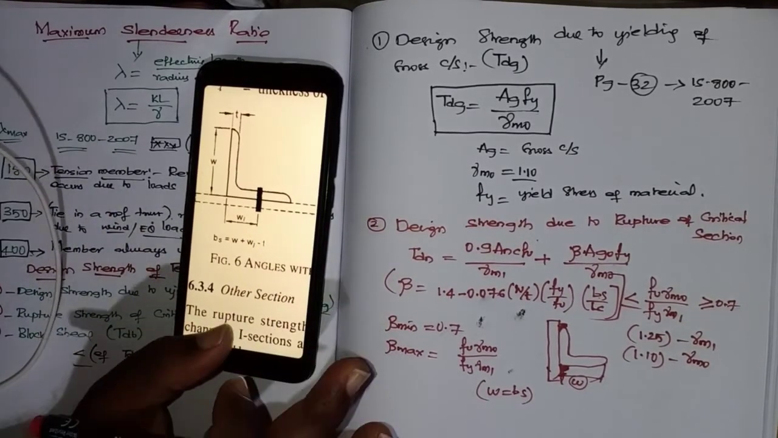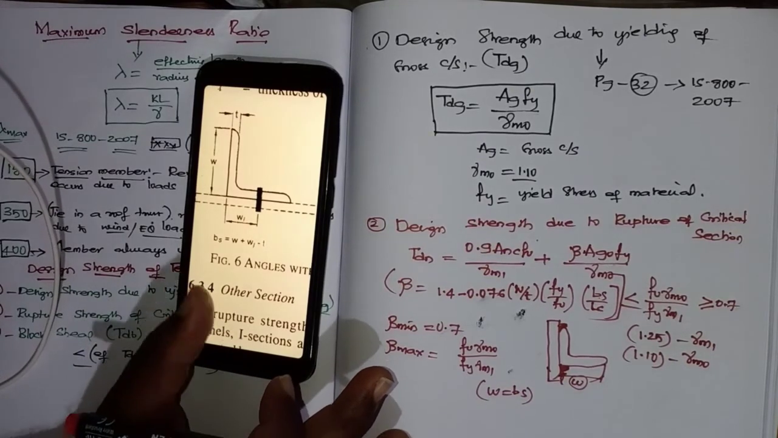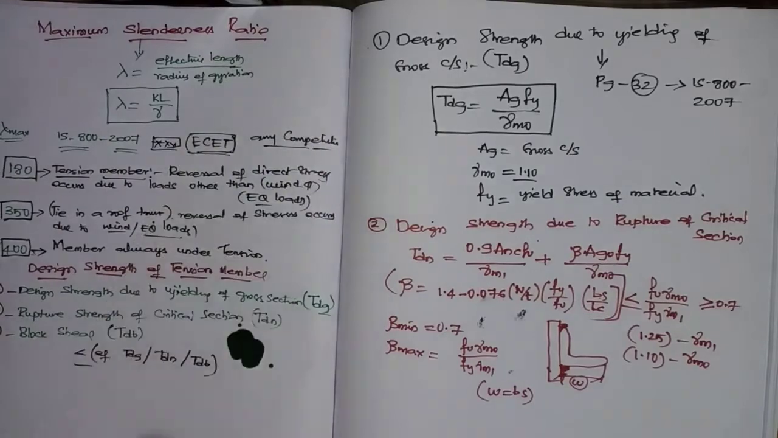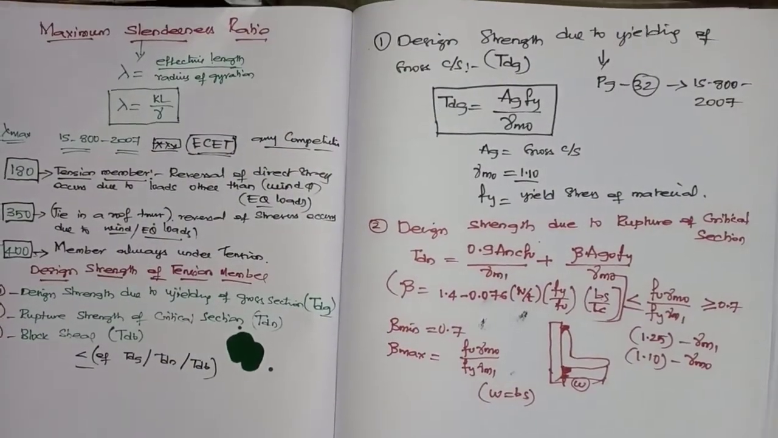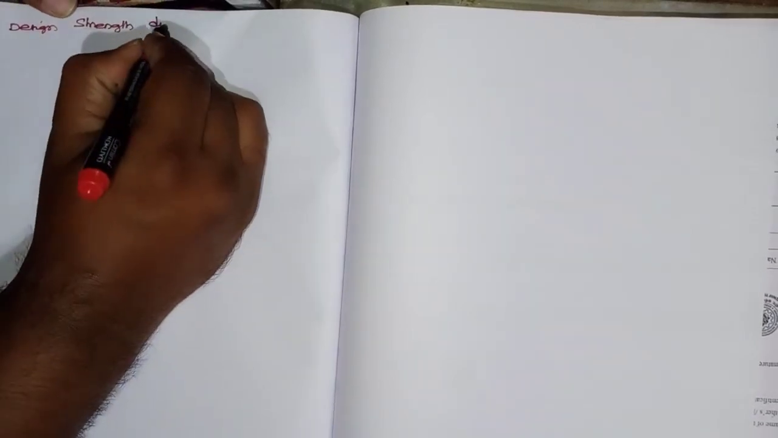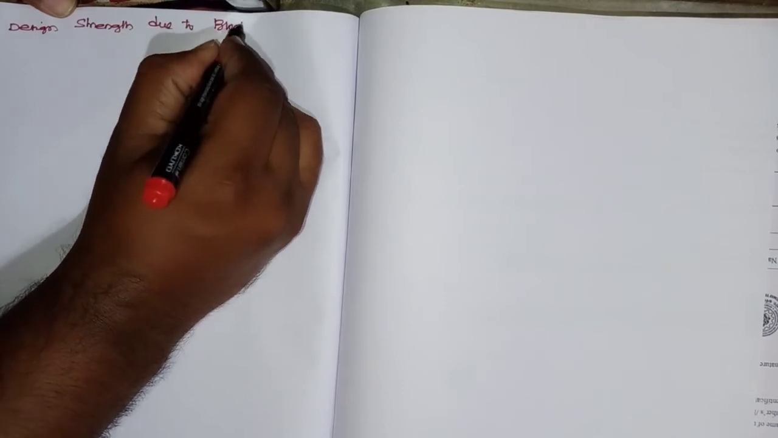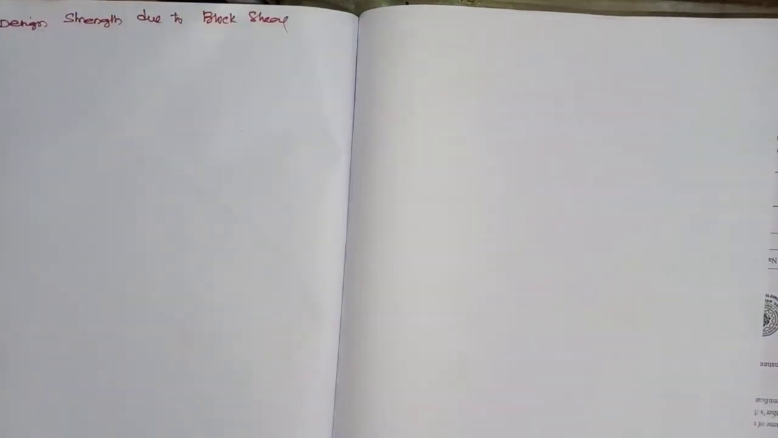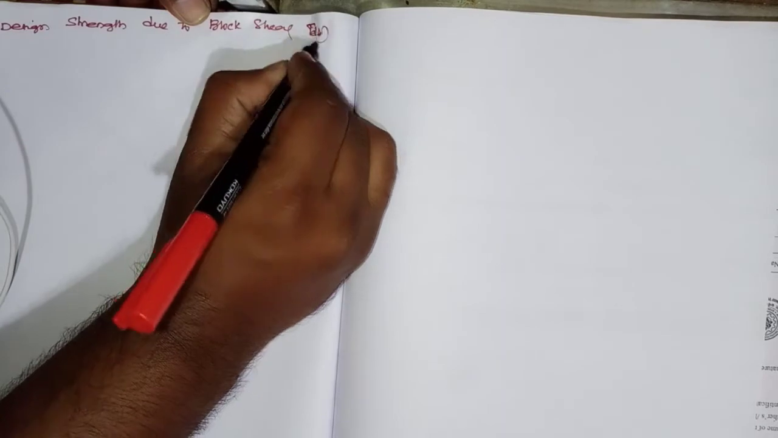Meanwhile, this is the formula for what? Design strength due to rupture of critical section. And next, third one is what? Design strength due to block shear. Now in this block shear, it is denoted by what? TDB.